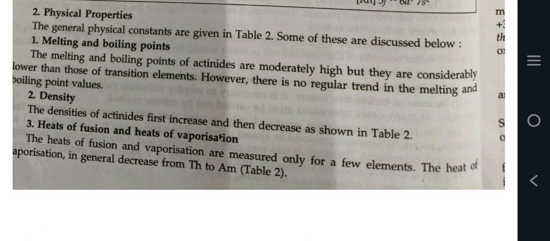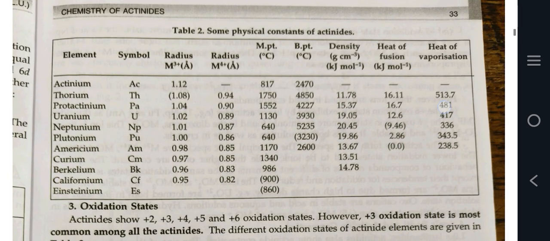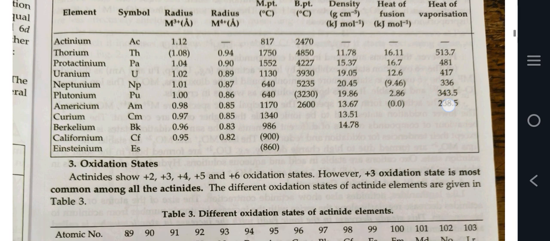Third, heat of fusion and heat of vaporization. The heat of fusion and heat of vaporization are measured only for a few elements. The heat of vaporization generally decreases from Th to Am, table 2, thorium to americium.